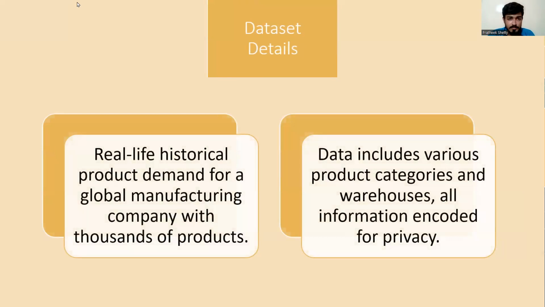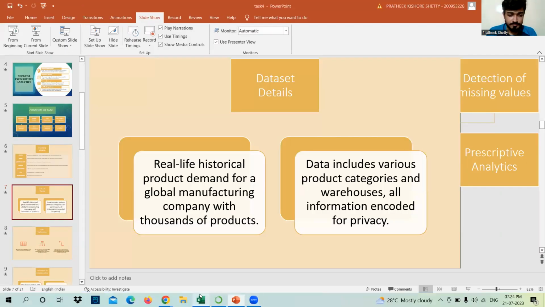Dataset handling. In this dataset, there was real-life historical product demand for a global manufacturing company with thousands of products. Data included various product categories and warehouses. All this information was encoded for privacy. I'll show you the data set.